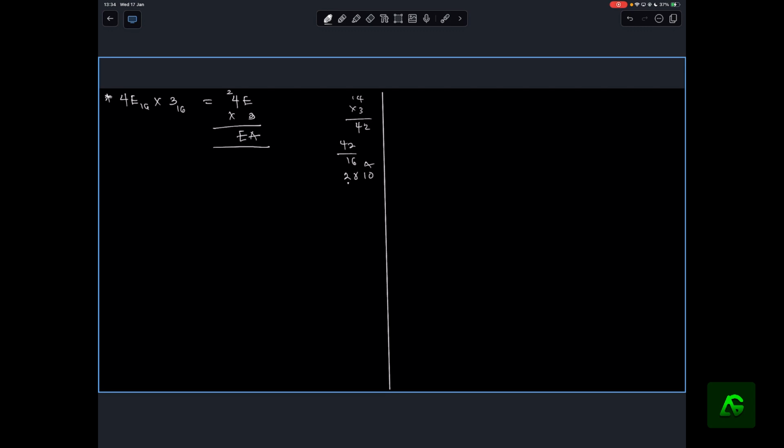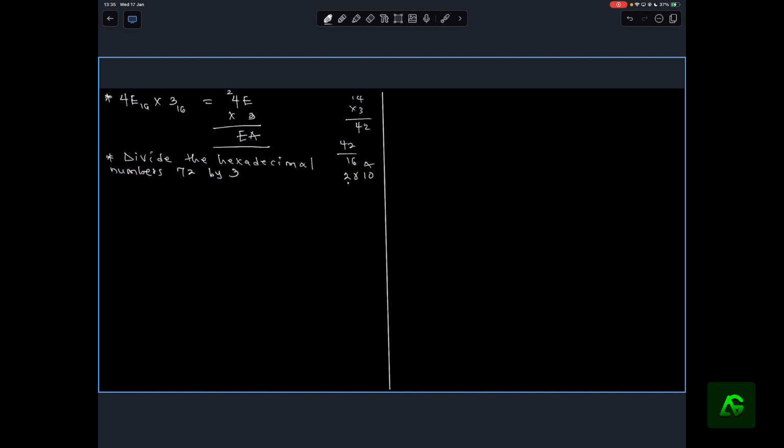So another practice question. Okay, let's do this one together before another practice question. So this question says divide the hexadecimal numbers 72 by 3.